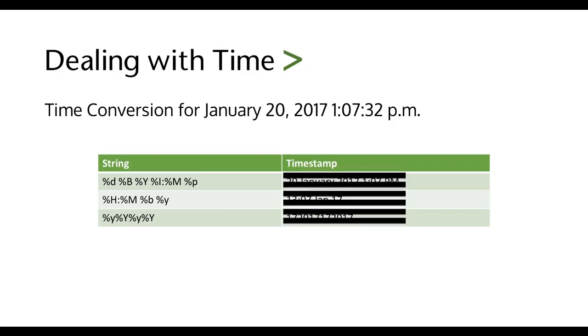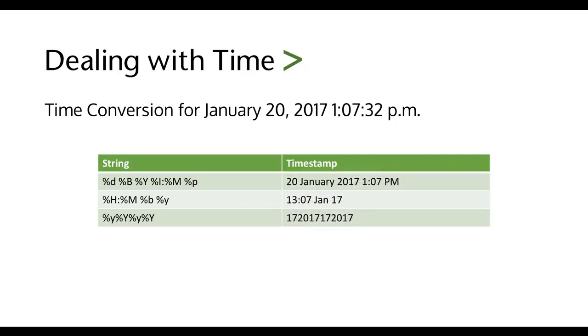Okay, are you ready? That lowercase d will give us the day of the month. The capital B gives us the full month name. Capital Y gives us the 4-digit year. Capital I gives us the 12-hour hour. Capital M gives us the minutes. Lowercase p puts an AM or PM marker on it.